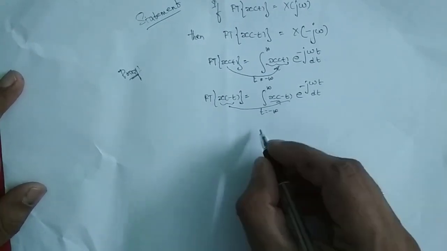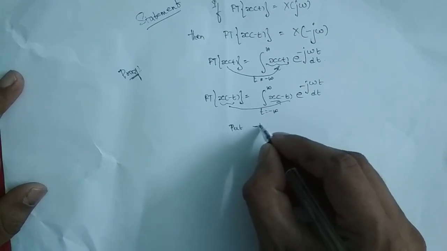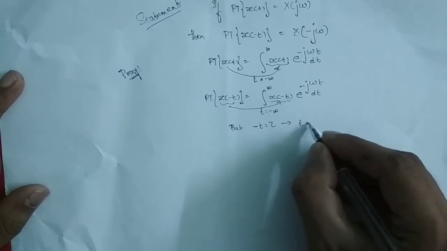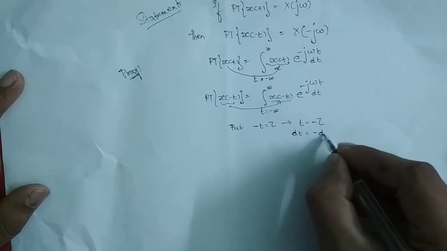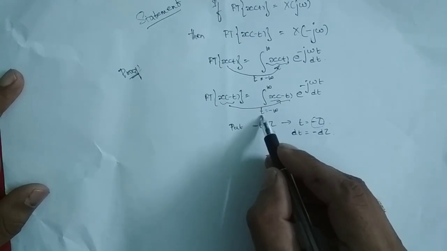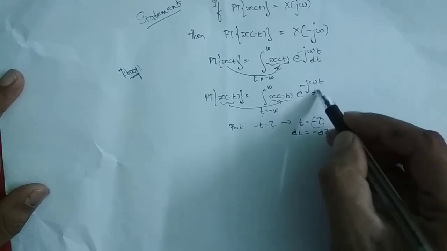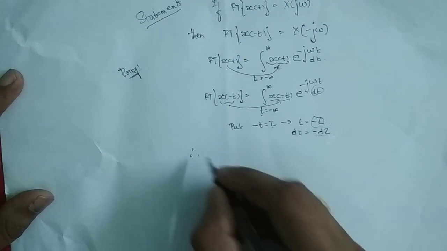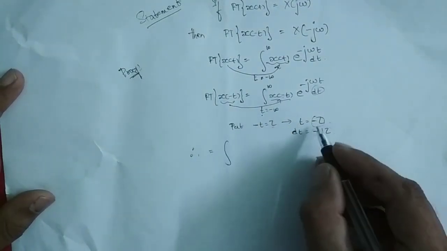Now we will do some modification. We are going to put minus t equal to tau. So this implies t is equal to minus tau and dt is equal to minus d tau. Instead of t I'm going to replace it by minus tau, instead of minus t I'm going to replace it by tau, and instead of dt I'm going to replace it by minus d tau.